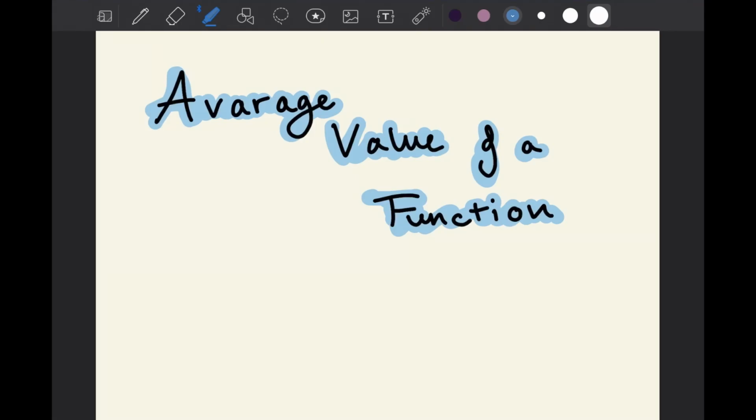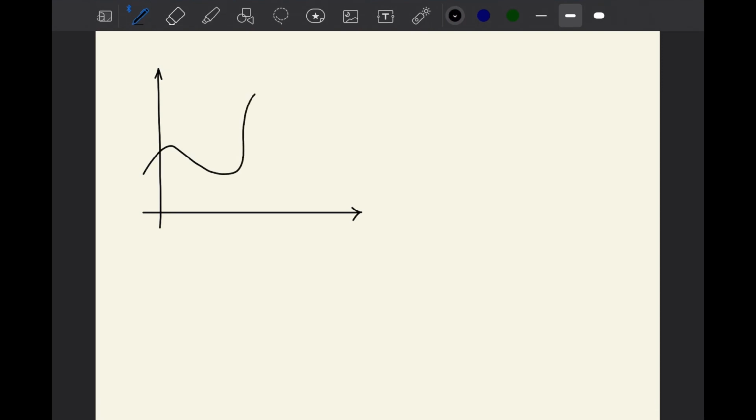This week's video is going to be about the average value of a function. And like you might guess from the title, it's when you have a function, say, this is your function, and you have points A and B, you have the area, and you want to find the average height.